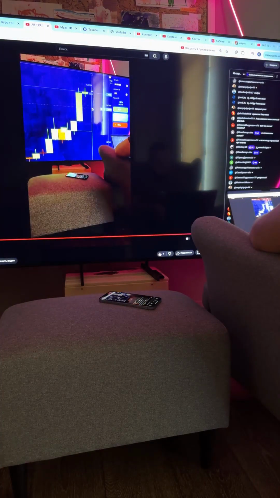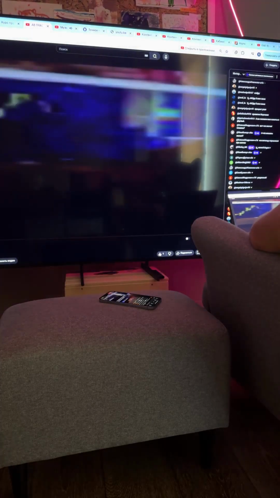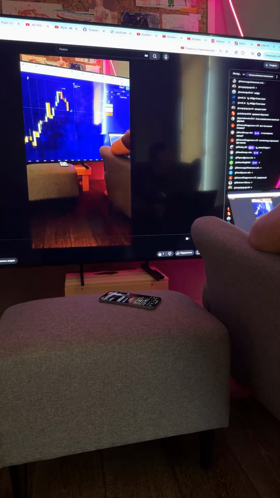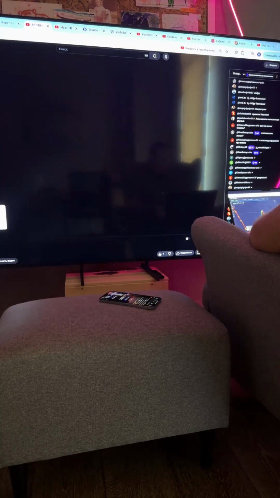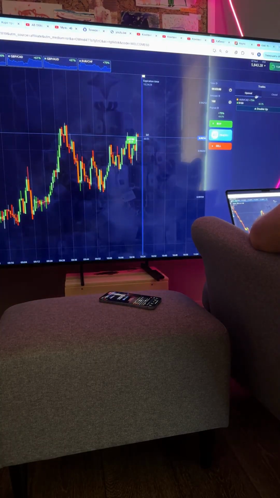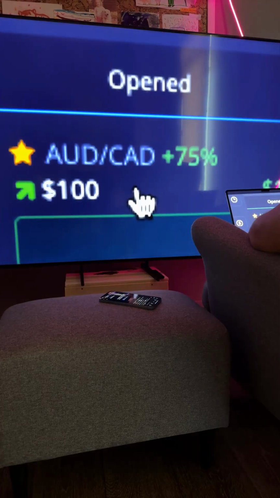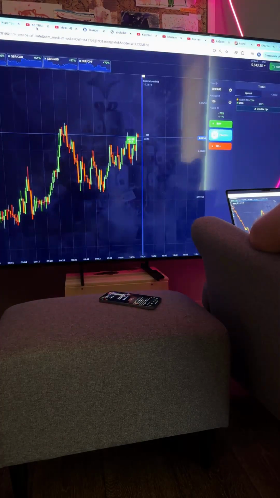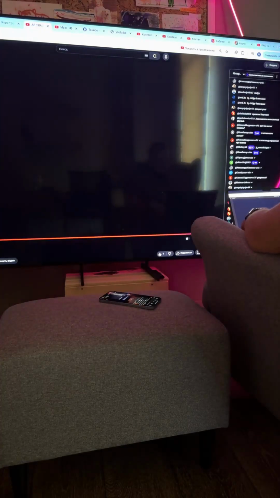Now let's take a closer look at the details. I opened an upward position on the currency pair Australian dollar, Canadian dollar for 3 minutes. Now I'll show you why I opened up.